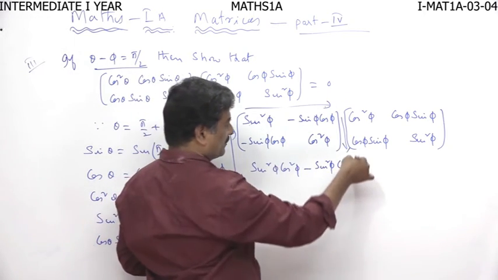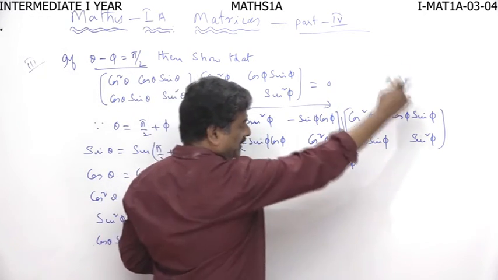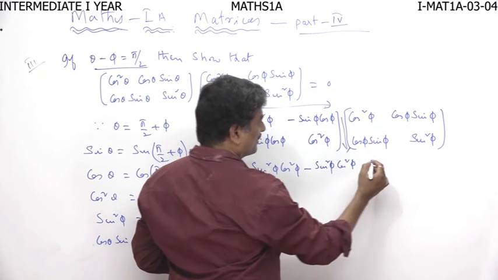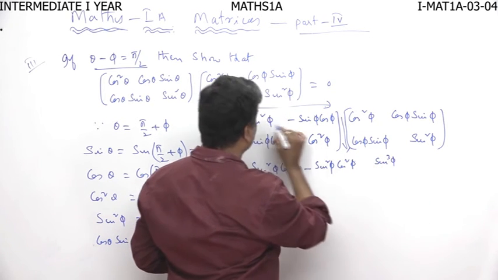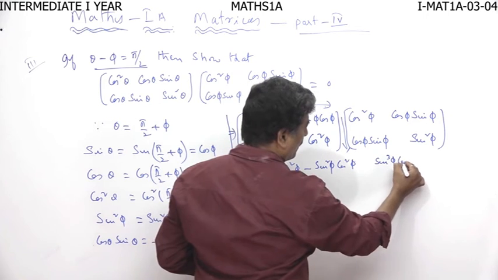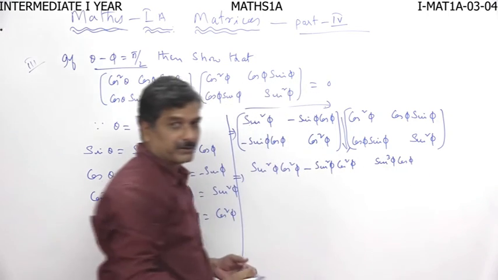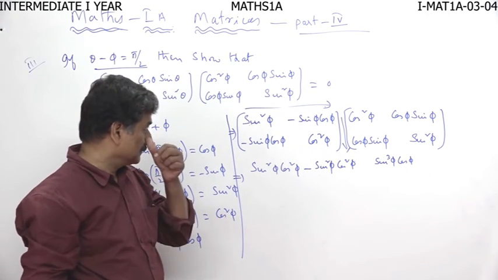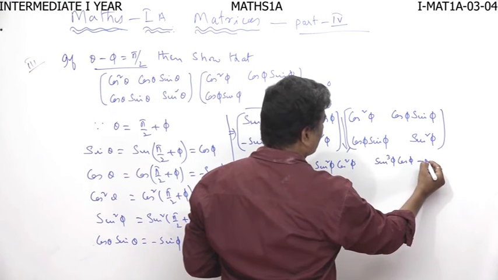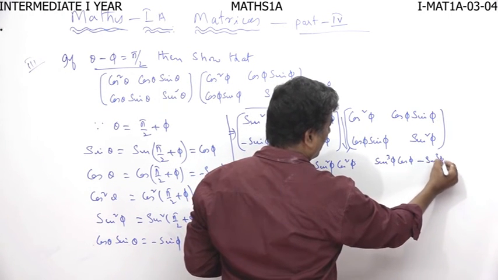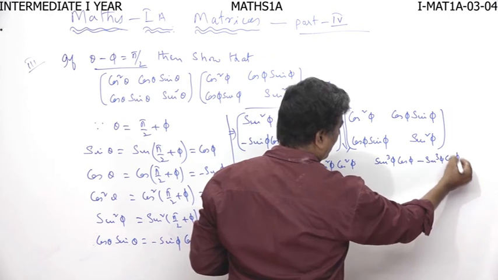This row, this column is over. Now this row, the other column. Now, sine cube phi into cos phi, into cos phi. Next, this into this one, minus sine cube phi cos phi.